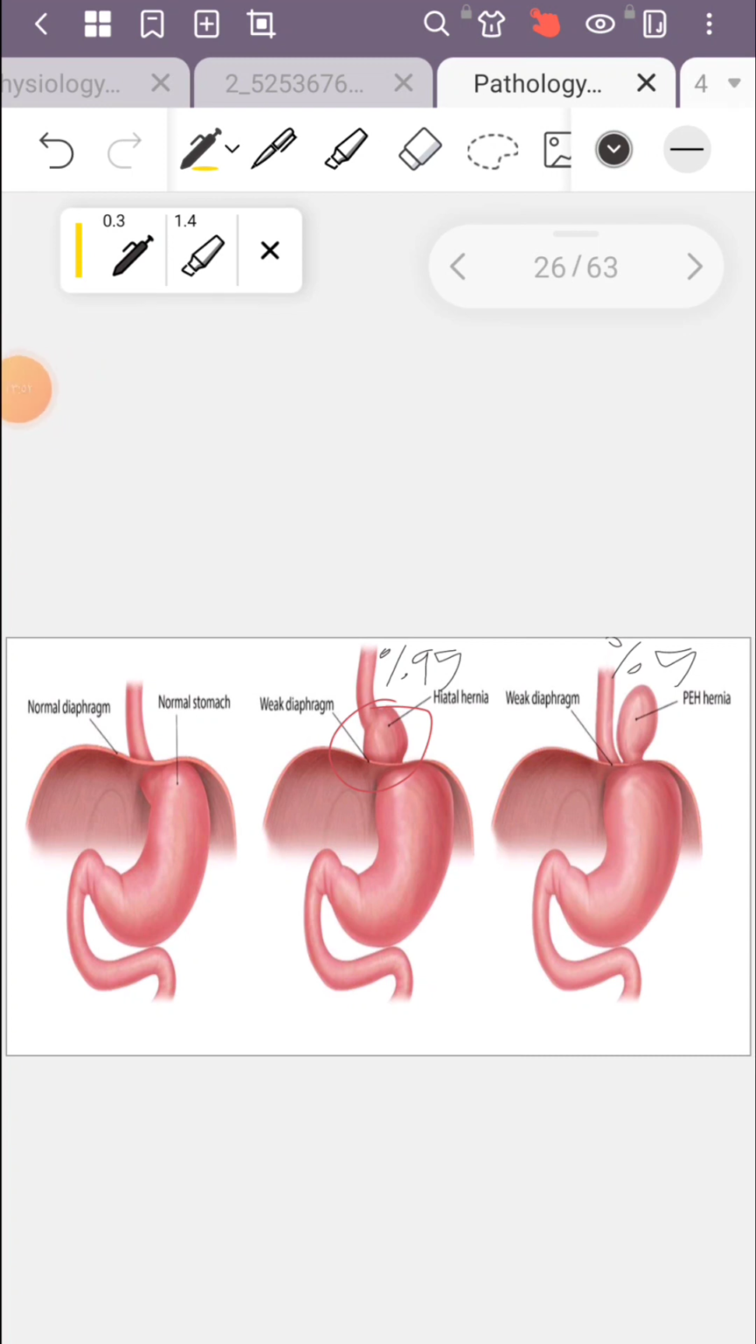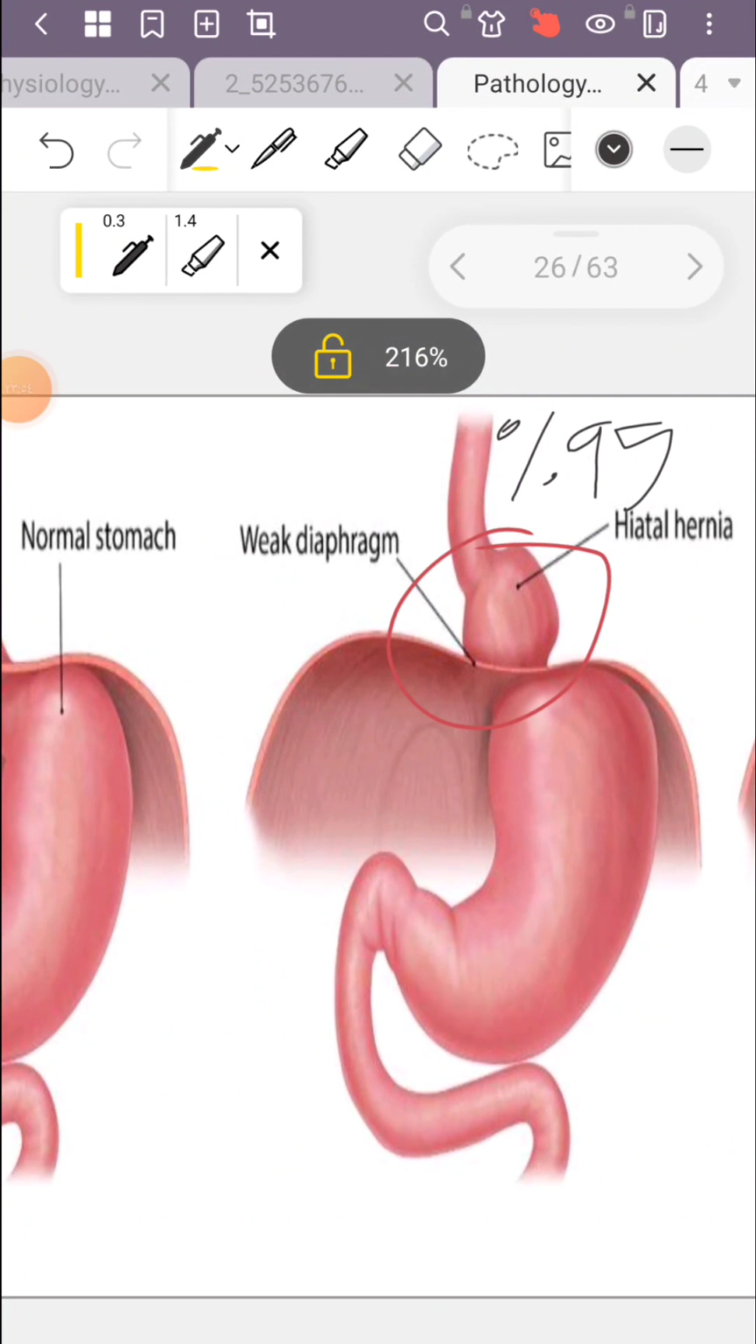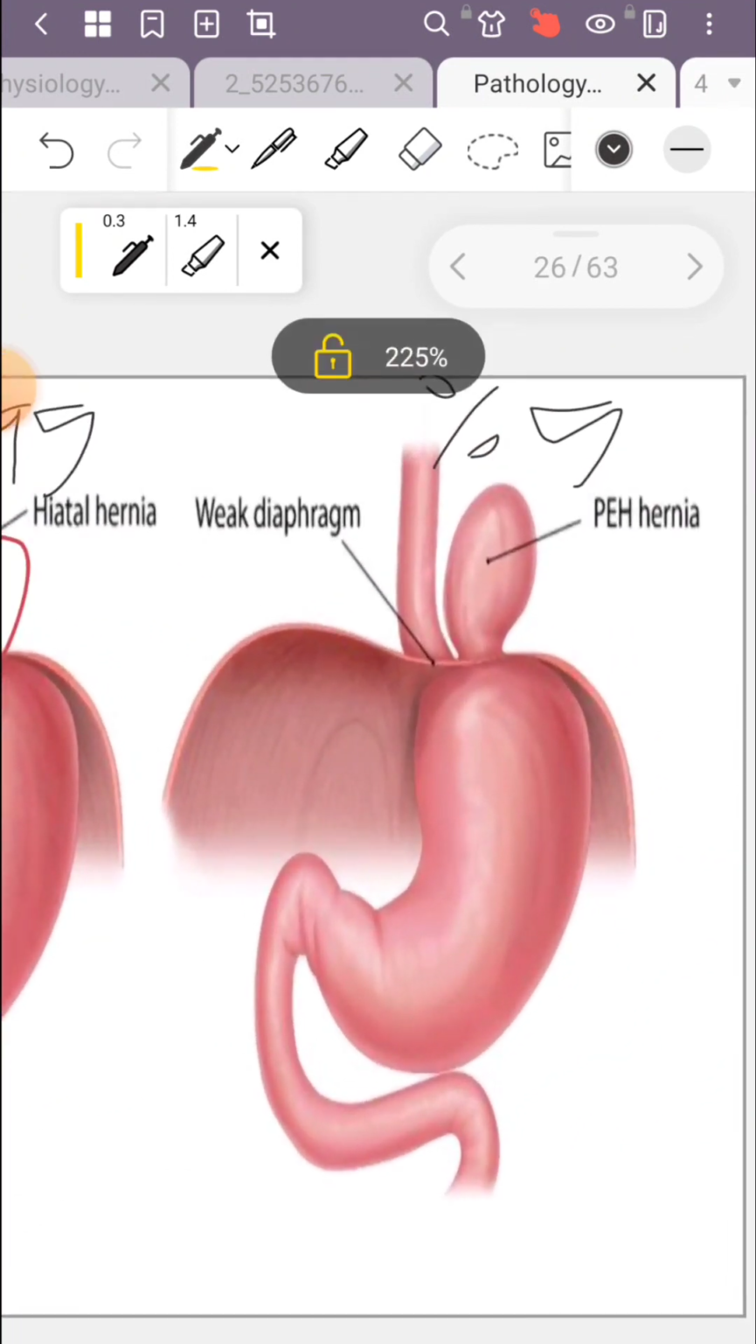The other type is called paraesophageal. The part of the cardia will protrude upward through a defect in the muscular layer of the diaphragm, beside or next to the esophagus. Not inside the esophagus. Next to the esophagus. Clear?